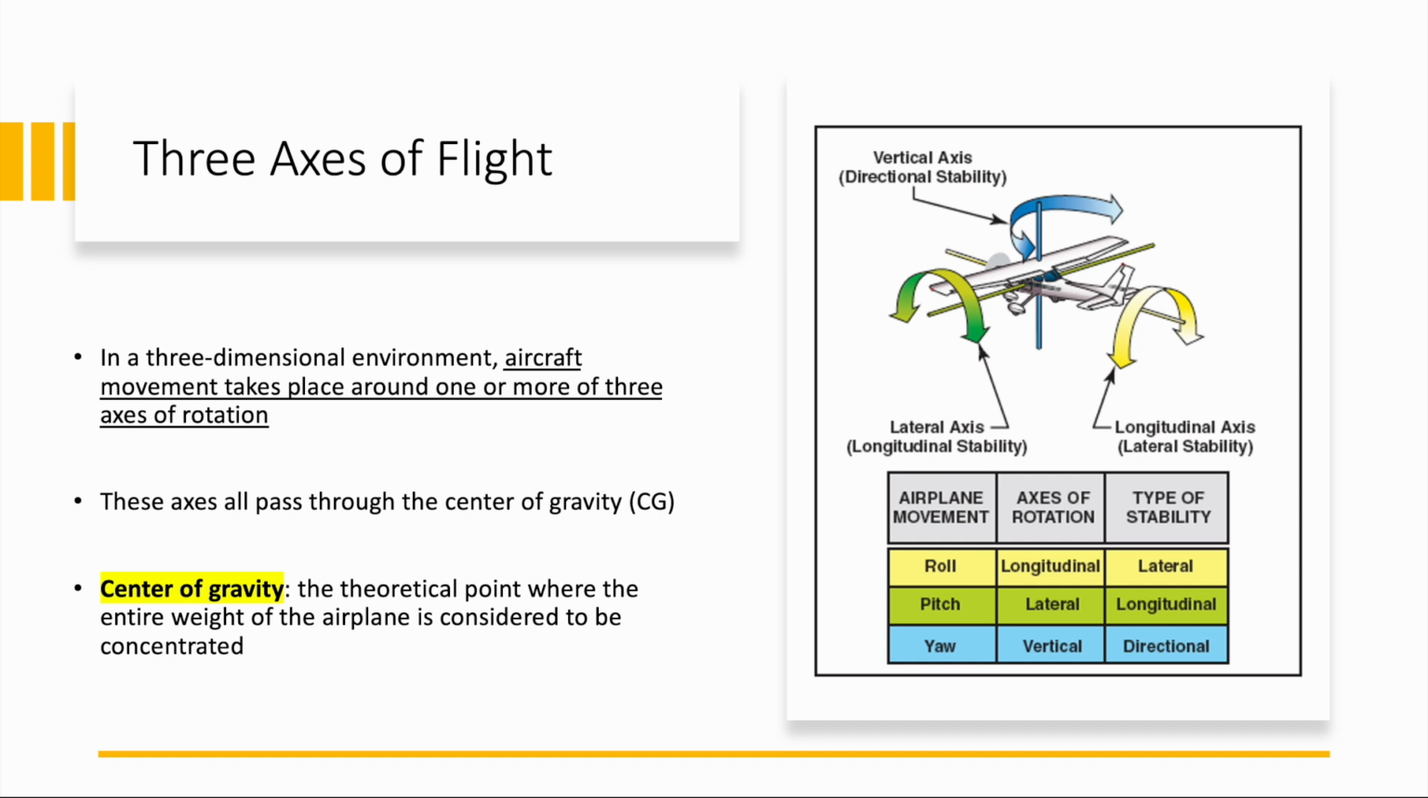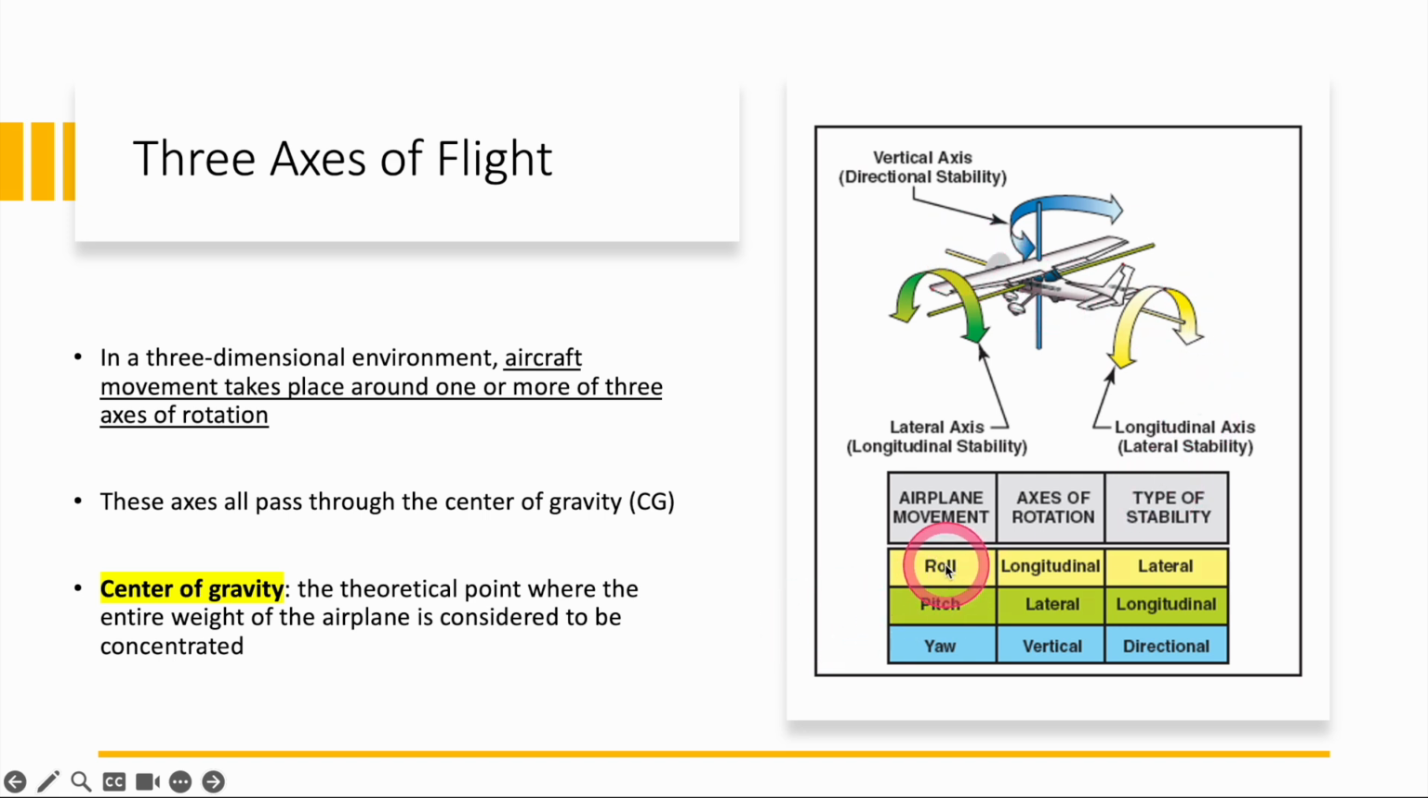Okay, perfect. So before we get into the different types of stability and what affects it, we're going to talk about the 3 axes of flight. So I mentioned earlier the longitudinal axis, which is this yellow one right here going from the nose to the tail.